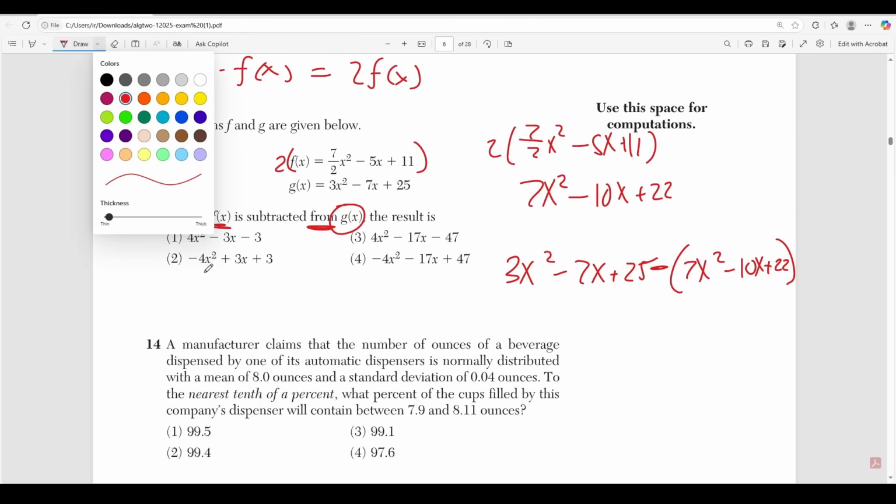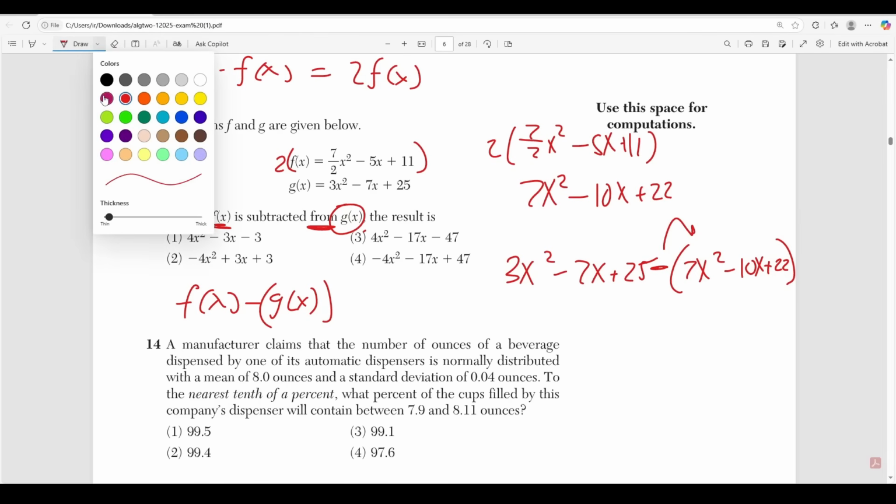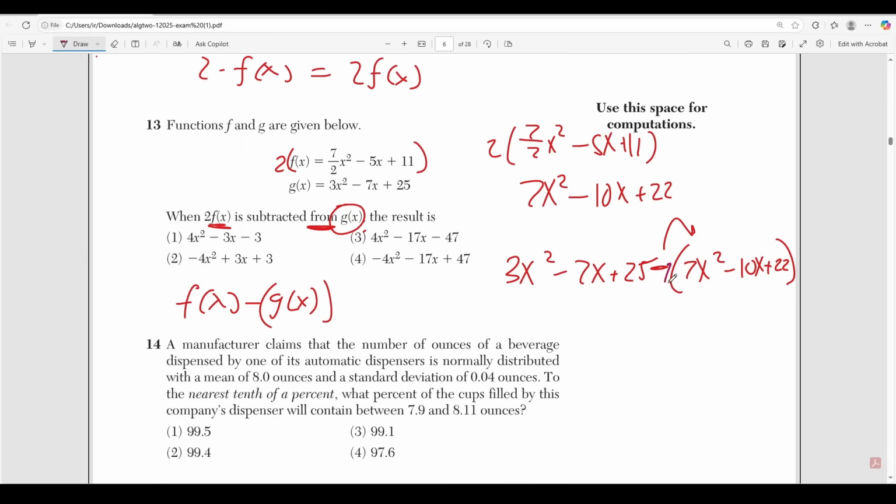So whenever you're asked to do f of x minus g of x, whenever you plug in whatever g of x is equal to, make sure you plug it into its own set of parentheses like I did over here. So from g of x means that I'm going to start with g of x. So I write g of x first, and then I'm going to subtract f of x, which I'm going to write in parentheses. Before I subtract this, I need to break this f of x outside of the parentheses I put it in. So I'm going to distribute this negative 1 that's outside of it, this invisible negative 1. So I'm left with 3x squared minus 7x plus 25 minus 7x squared plus 10x minus 22.